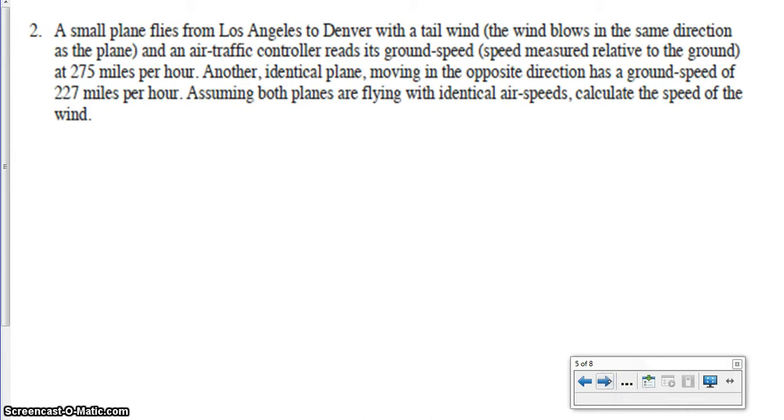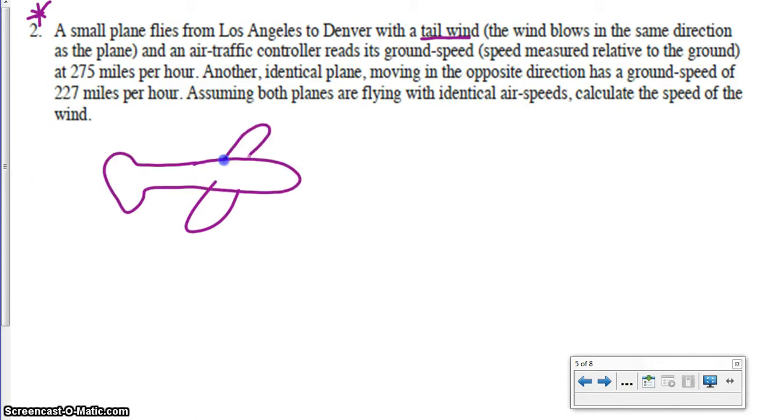Let's take a look at this one. This one is very, very important. In fact, I'm going to put a little star here because this has to do with tailwinds, okay? And it also has to talk about blowing in the same direction and going the opposite way, okay? You need to calculate the speed of the wind, okay? Now, remember, Mrs. Rose can't draw her way out of a paper bag. But let's think about this for a second.